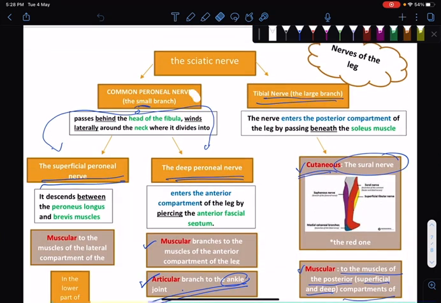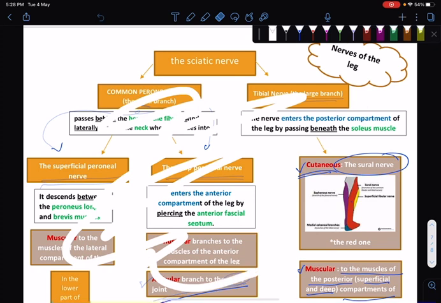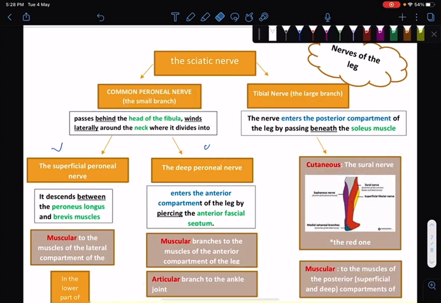نيجي لـ nerve supply للـ leg. تمام. okay. The sciatic nerve divides into two branches, one large branch and one small branch. The large branch called the tibial nerve and the small branch called the common peroneal nerve. تمام.